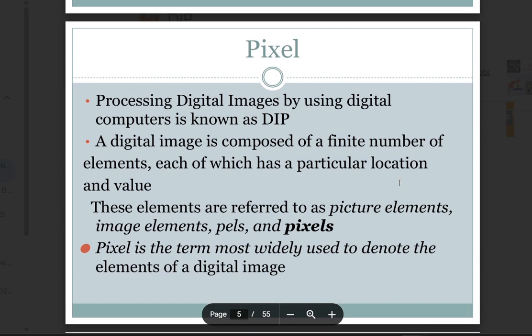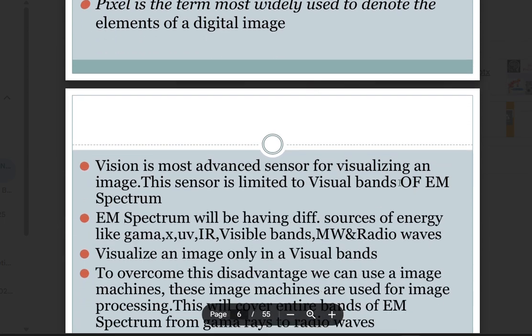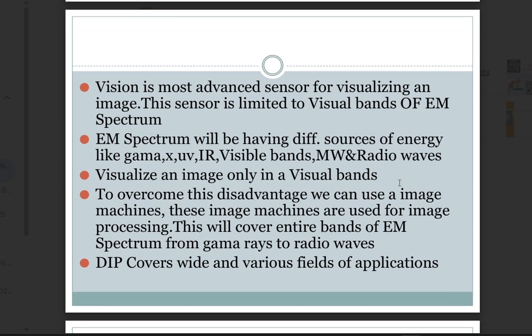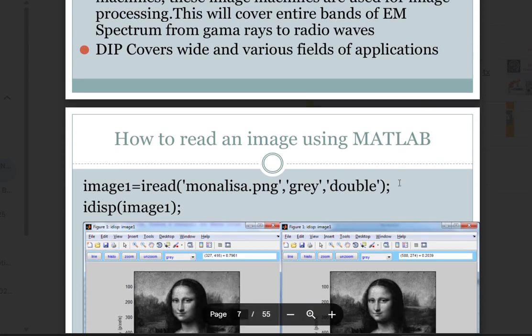Coming to the pixel, pixel is the most widely used term and it is used to denote the elements of a digital image. There are various spectrums and different sources of energy like gamma rays, X-rays, UV rays, IR rays, visible bands, microwave and radio waves.